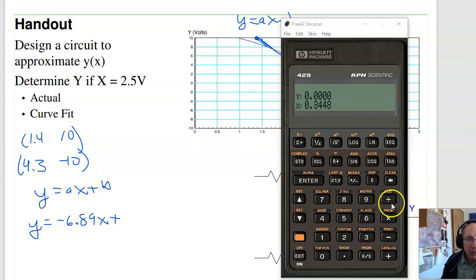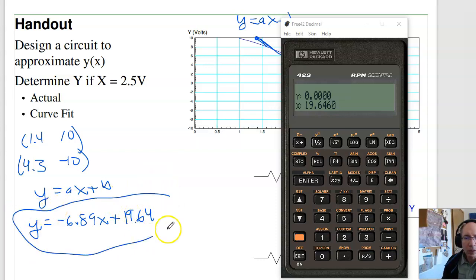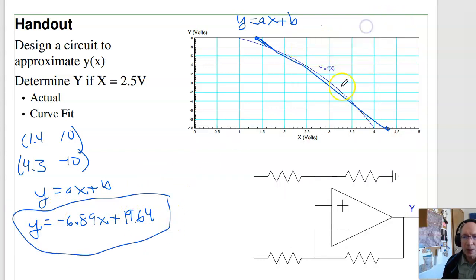To find b, plug in a point. When x is 1.4, the answer should be 10. So this gives me minus 9.64. So I need to add 19.64. So there's my equation. That's my curve fit for this line, or my calibration function.